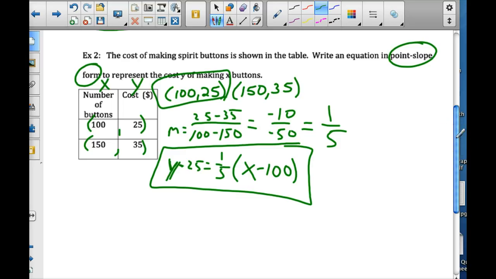Now, do we have to solve this one for y? Put it in slope intercept form. Yes or no? No. Why not? Do the directions ever say put it in slope intercept form? Guys, you have to read directions carefully. It doesn't say we have to put it in slope-intercept form, and we're good to go here. If we did, we would distribute our 1/5, add 25, and we'd be good to go.